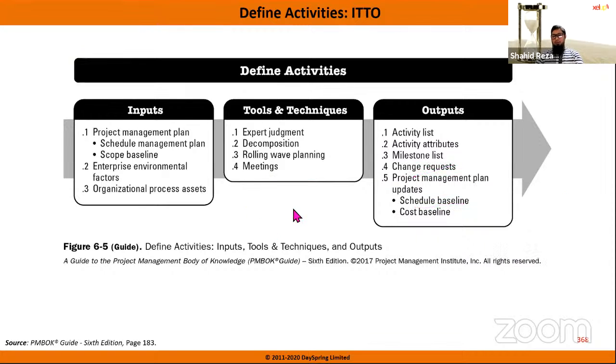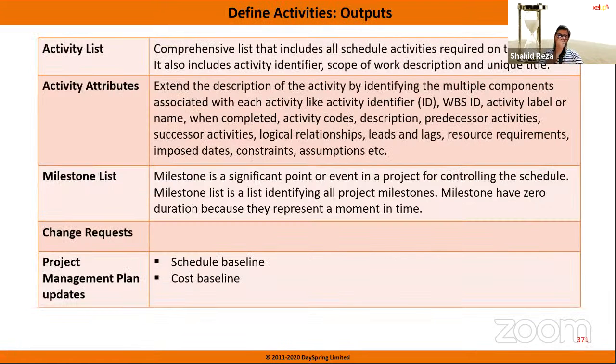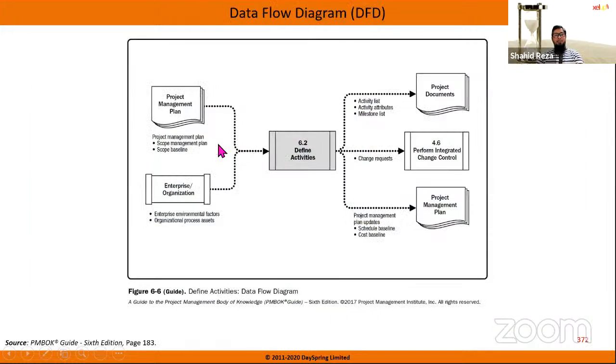All right. So this is the process, and this green means these two are very important. You will get one question from each of these tools. So please clearly try to understand all those tools. And these three are the main outputs: activity list, activity attributes, and milestone list.